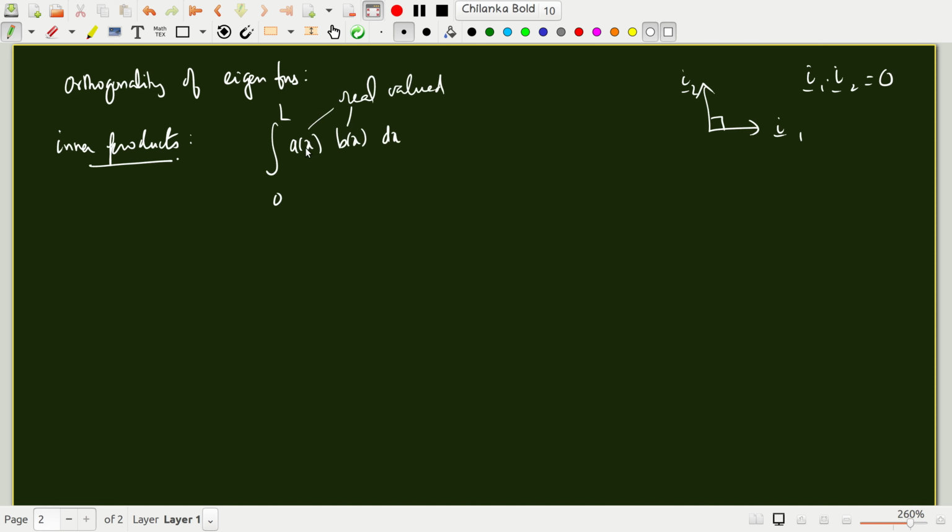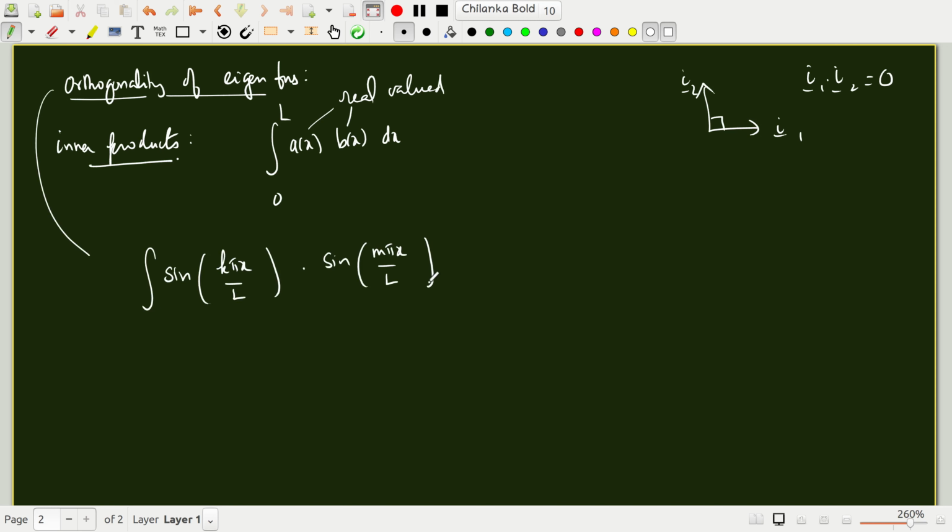Otherwise, there is a small modification that is required in order to write the inner products. Okay. So right now, let's assume that they are real. That means that now, just as these vectors are orthogonal, you also have this very important property: the orthogonality of these sine eigenfunctions, the integral of sine k pi x upon L times sine m pi x upon L dx, is L by 2 times delta km.